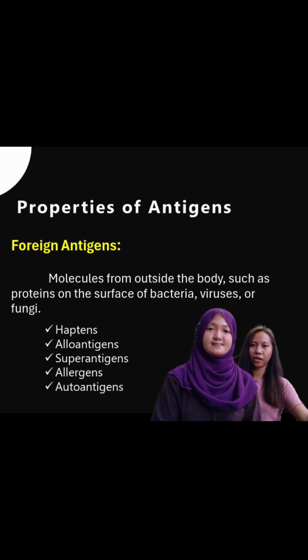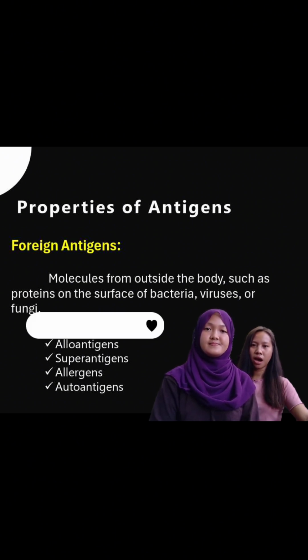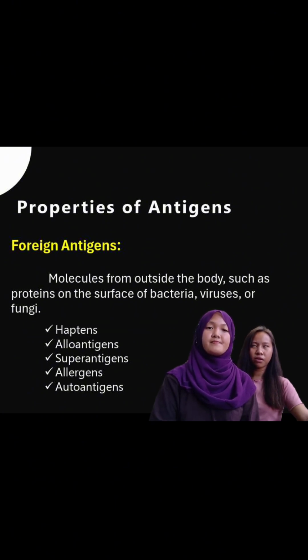So, types of foreign antigens: we have the hapten. Haptens are small molecules. They don't trigger the immune system on their own, but they become an immunogen or antigen when they bind to large molecules in the body to set off immune reactions. It's like they need a sidekick or partner that makes the immune system notice.